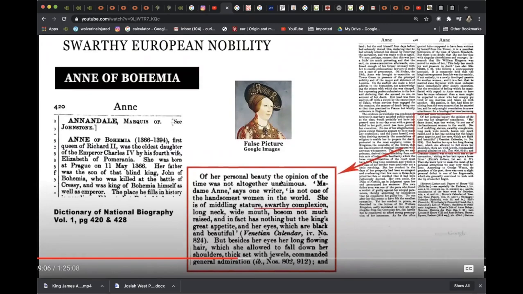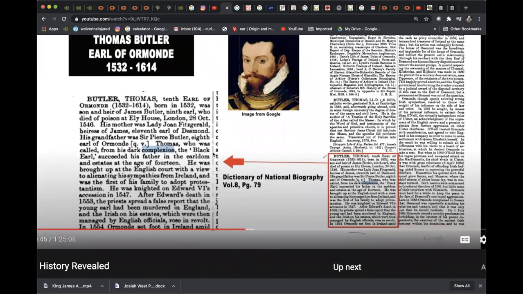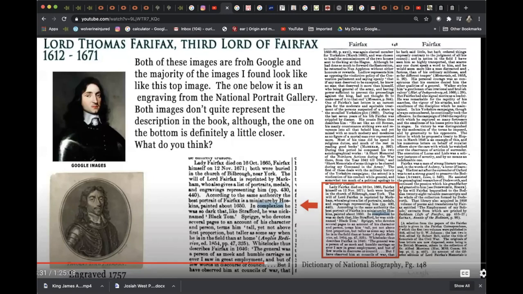Over here, we got Thomas Butler, Earl of Ormonde, around the 1500s, right? It says that Thomas, who was called from his dark complexion the Black Earl, succeeded his father in the earldom and estates at the age of 14. This is from Volume 8, Dictionary of National Biography, page 79. This is Lord Thomas Fairfax, 3rd Lord Fairfax, 1612 to 1671. Both of these images are from Google. So he's describing how he found these two images.